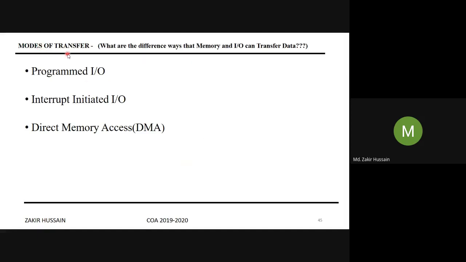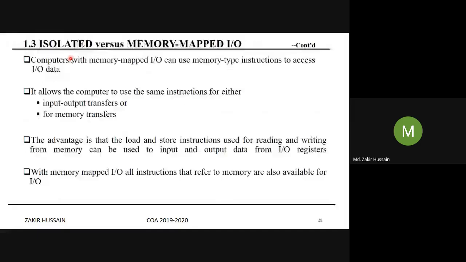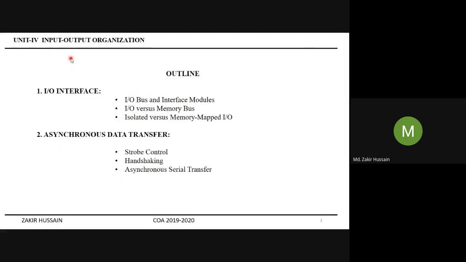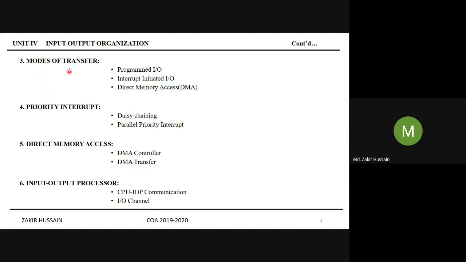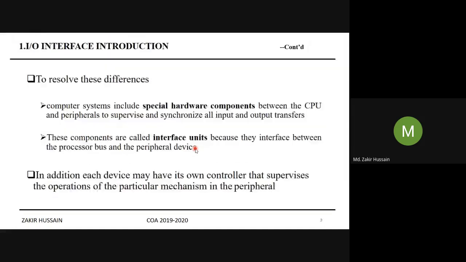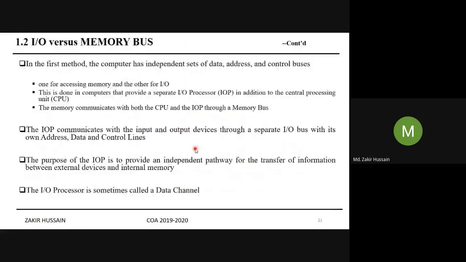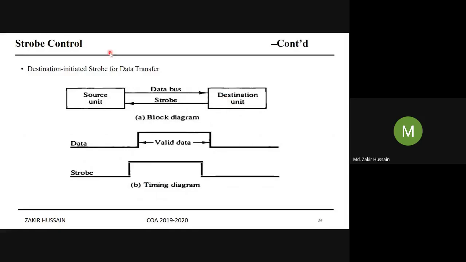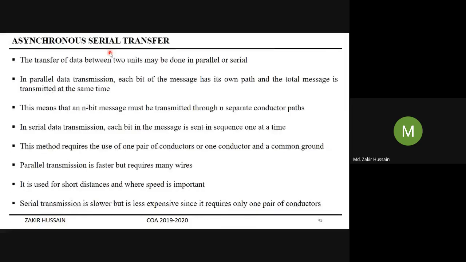Let us proceed to another topic, that is modes of transfer. Before going to it, let us go to the first slide. Here we have covered the I/O interface and asynchronous data transfer, and now we are going to cover modes of transfer. In asynchronous data transfer, we discussed how source and destination know what the meaningful data is. The ways are using strobe, handshaking, and asynchronous serial transfer.